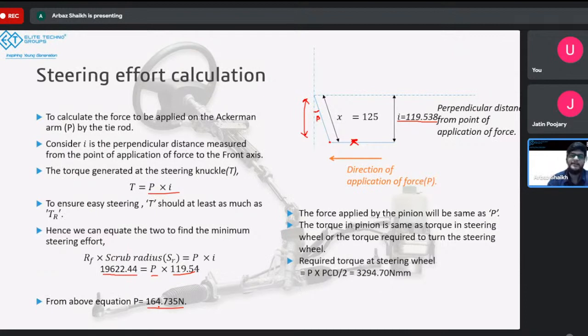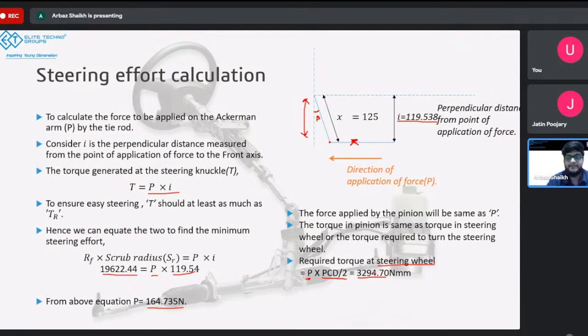And how can we do that? We can simply multiply this force, which is 164, by PCD by 2. What is PCD by 2? It is the radius of the pinion, right? And when we get the radius of the pinion, it becomes torque, right? Because we are getting the force and the perpendicular distance once again, right? And that torque comes out to be this one. And this is the exact same torque that we have to apply on the steering wheel. Okay, so this is the exact same torque we need on the steering wheel.